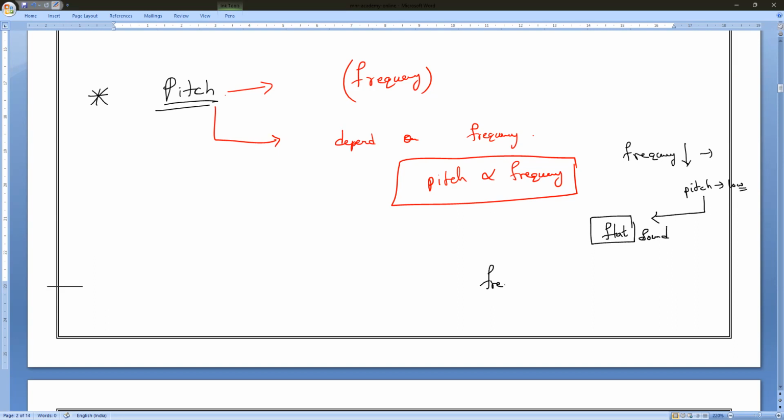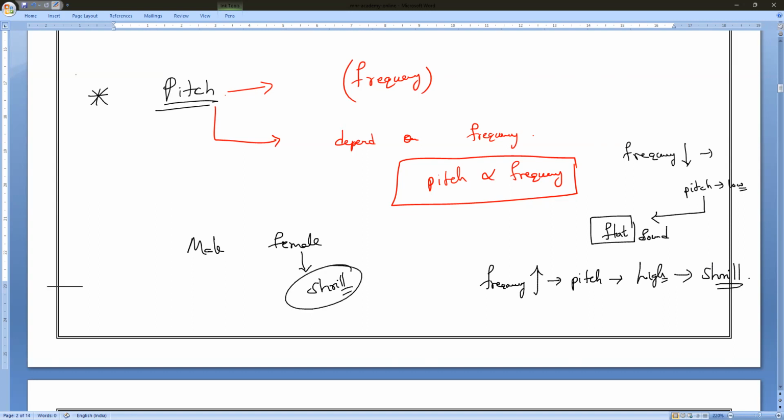If the frequency is high, then we can say it is a high pitch sound or a low pitch sound? Everybody, yes please, it is high pitch sound, and that sound is what we call a shrill sound. If you take a male and female, who has a shrill sound? A female's frequency is greater, so pitch is greater, so it is a shriller sound. And the male has a low frequency, so it is a flat sound.